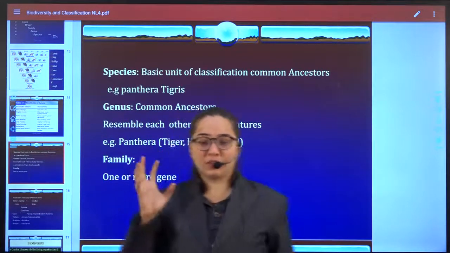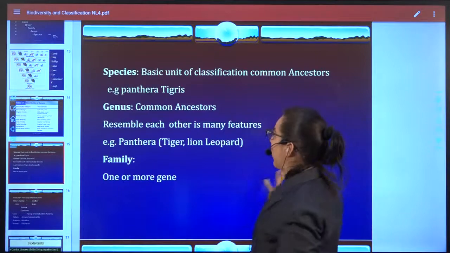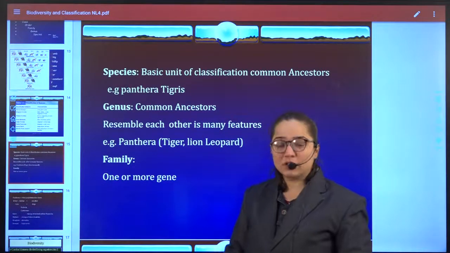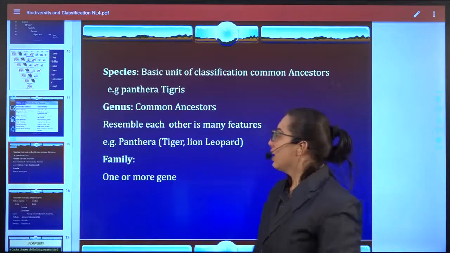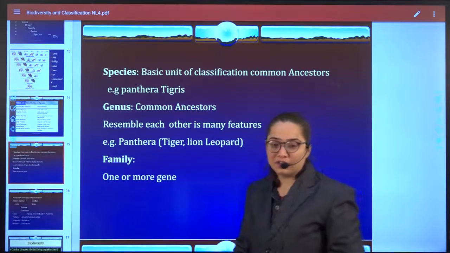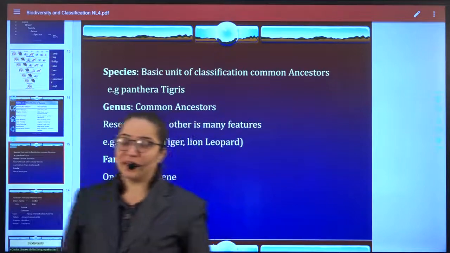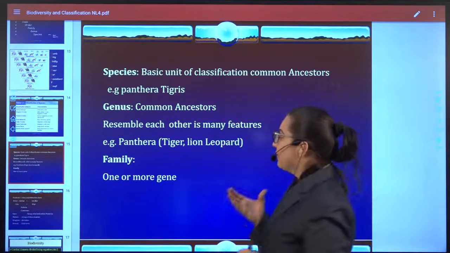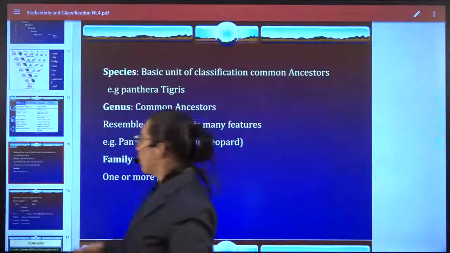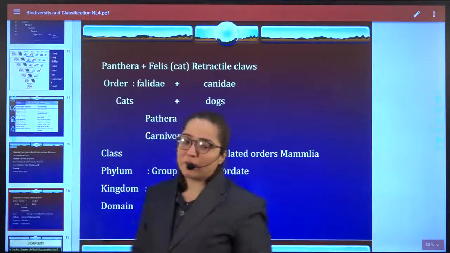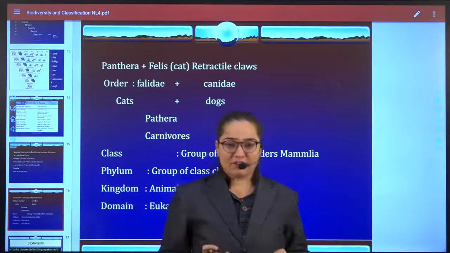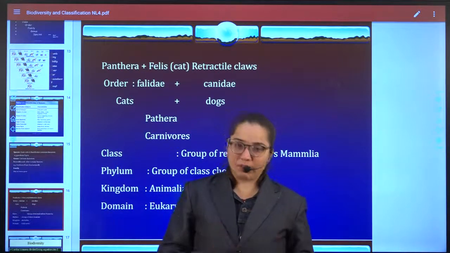Species is the basic unit of classification, and they are having common ancestor. Example is Panthera tigris. If we talk about genus, they have common ancestors. They resemble each other in many features. Example is all the panthers, that is the family of tiger, lion, leopard. Family that is containing one or more genera. If we talk about Panthera and Felis, then together they are having retractile claws. They come in a particular family.